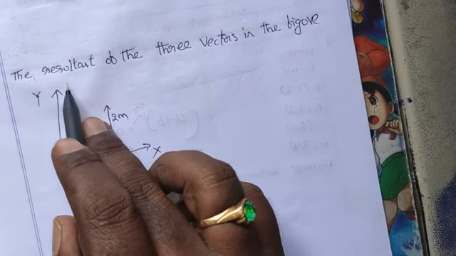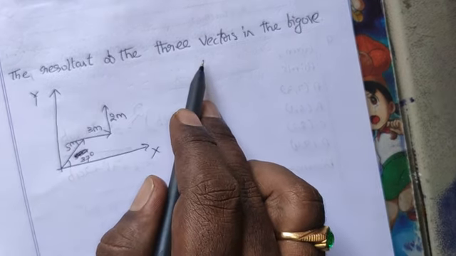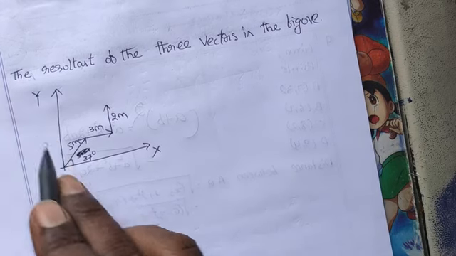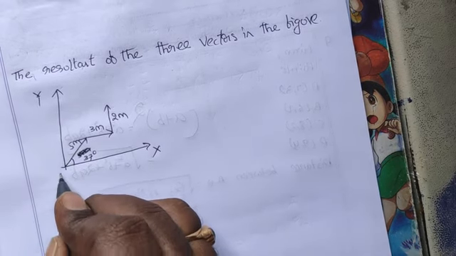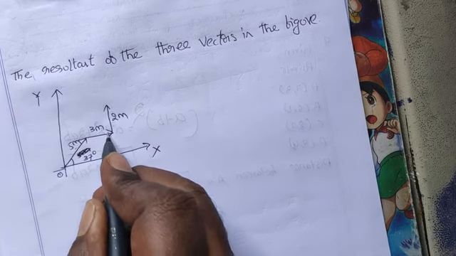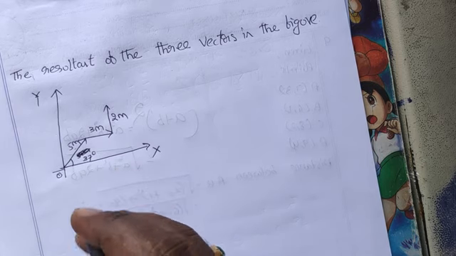Today I am going to discuss vectors problems. In the first one, I am going to discuss the resultant of three vectors in the figure, that is along the x and y axis. First it is making 5 on the origin, again it is moving along horizontal, vertical. So here I want to find out the resultant of three vectors.